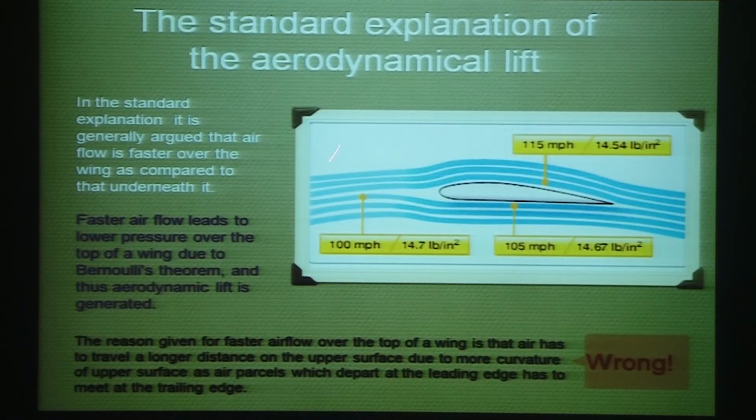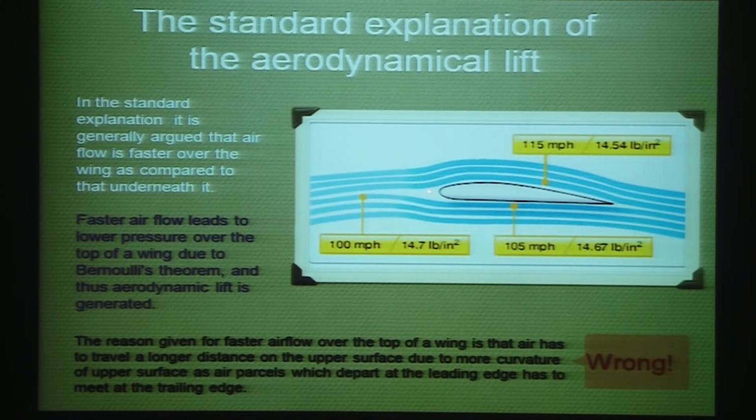Okay, so now let me come to the standard explanation, which is generally available in the books. The standard explanation goes like this. They argue that there is more curvature on the top surface. If you take two parcels, the upper parcel has to go over a larger distance because it has more curvature. The lower parcel is going straight. Since the upper parcel has to go a larger distance, it has to speed up. If it speeds up, you get more speed of the air current on the top of the wing, and the more speed on the top leads to low pressure, and you have a pressure difference, you get an aerodynamic lift. This is the standard reason given, but this is clearly wrong.